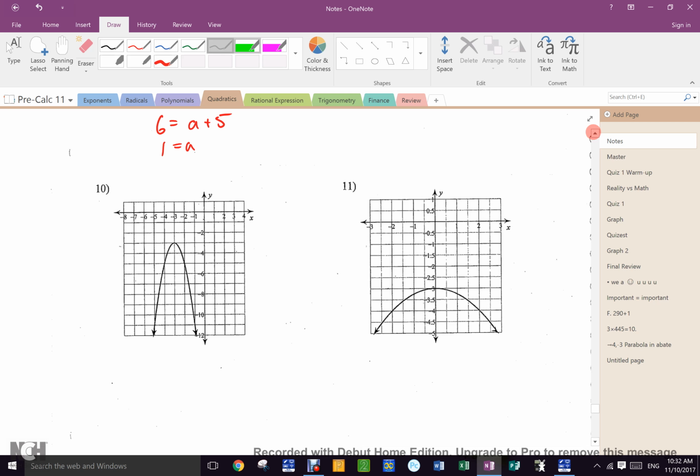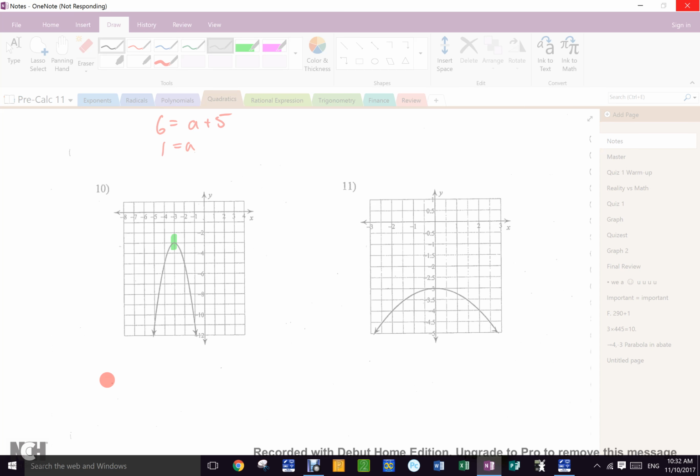Number 10, still out of 2 marks. Do you have a vertex there? What is it? So it's y equals a(x plus 3) squared minus 3, yes?